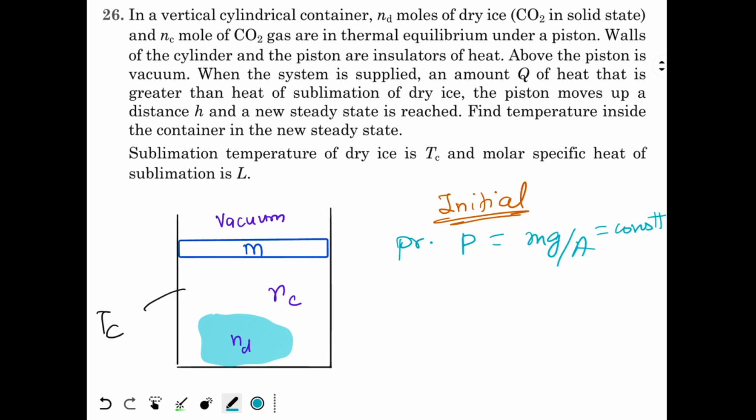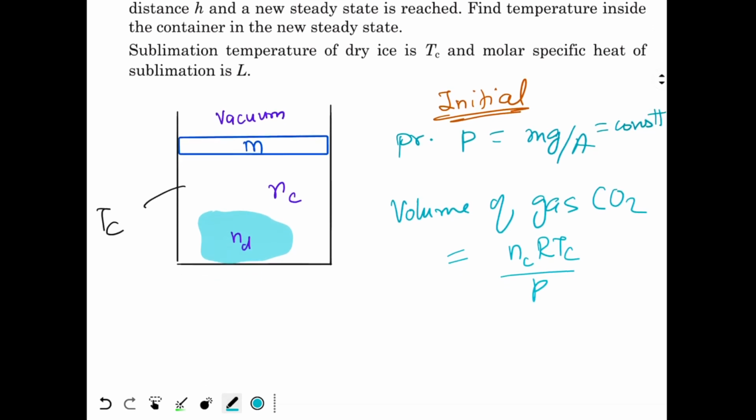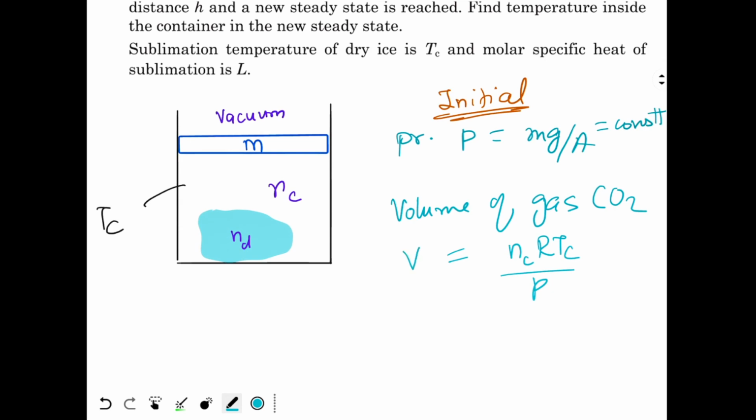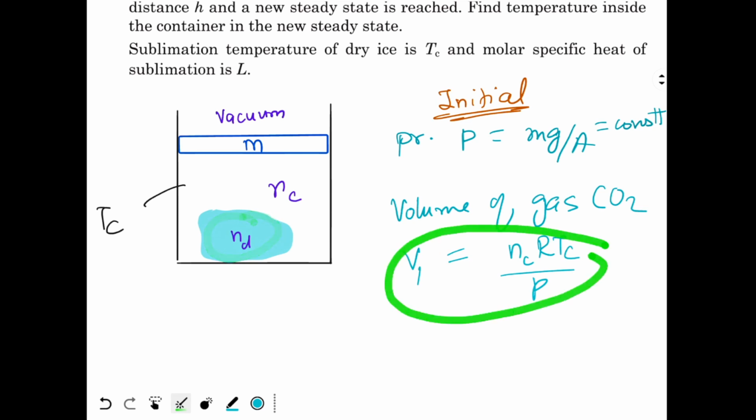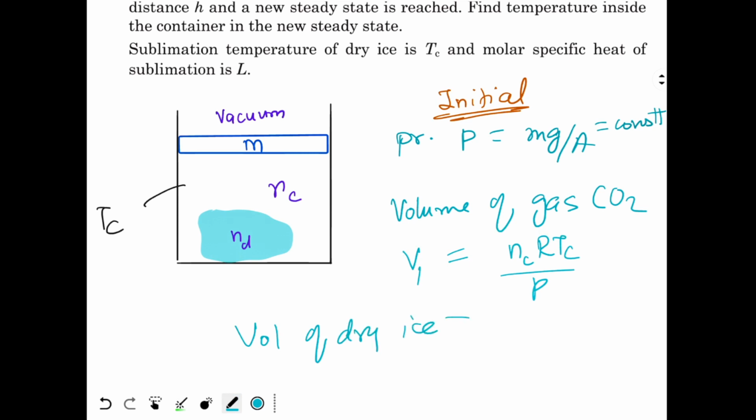Now, initial volume. Volume of gaseous CO2 is how much? Volume of gaseous CO2 will be, I use the ideal gas equation, PV is equal to nRT. So NC R Tc by P, this is the volume of the gaseous CO2, correct? This is your V1. Volume of solid CO2, dry ice, is negligible as compared to the gaseous CO2. Okay, so volume of dry ice is negligible.